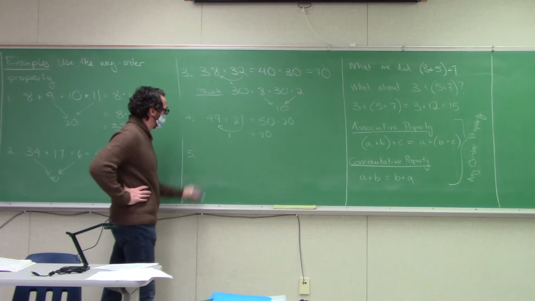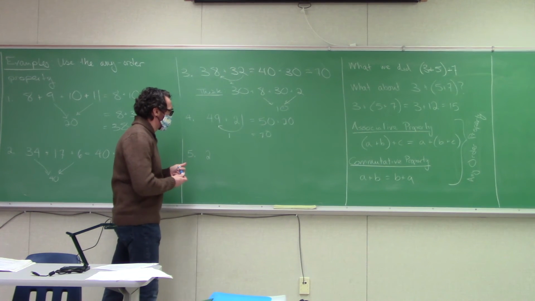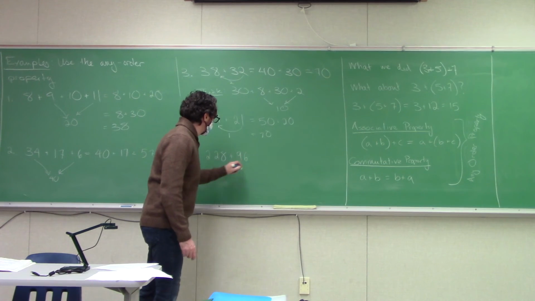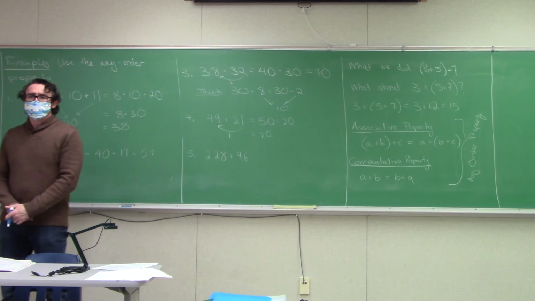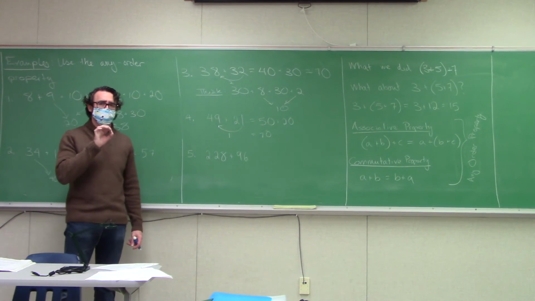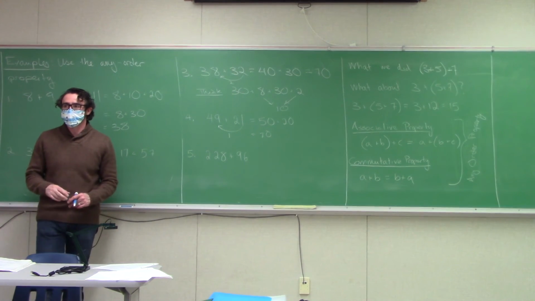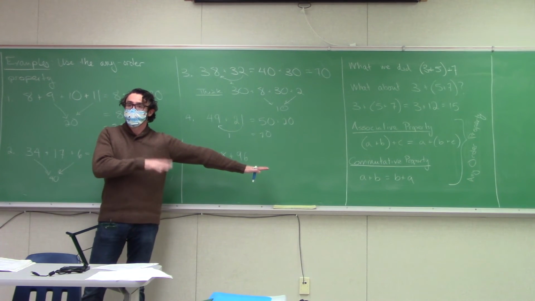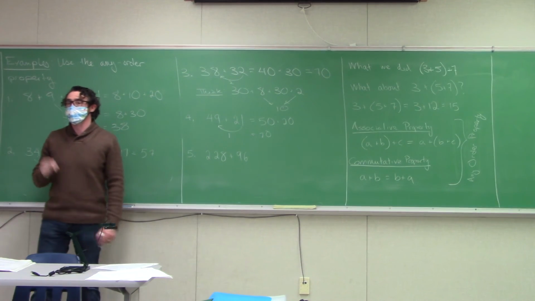Okay, how about this? What if I had 228 plus 96? Okay, now this one's going to be a little more tricky. Naturally, it's one of those things where there's really no wrong way to do it as long as you get the correct sum, okay? However, there's a really easy way to do it. There's a best way to do it.